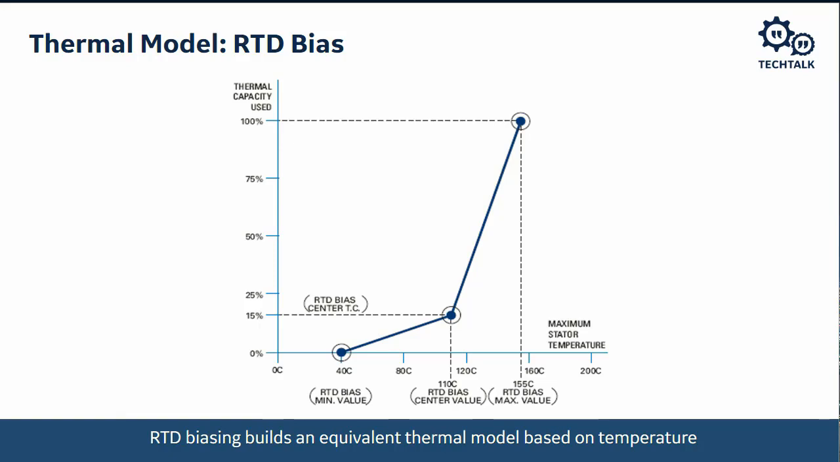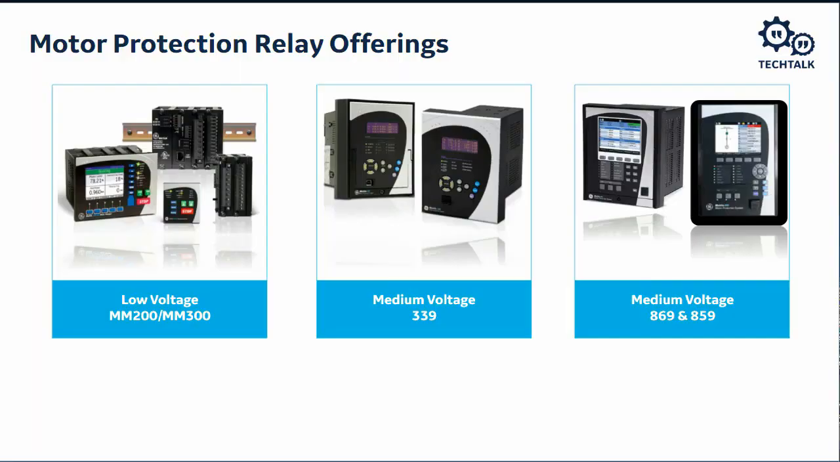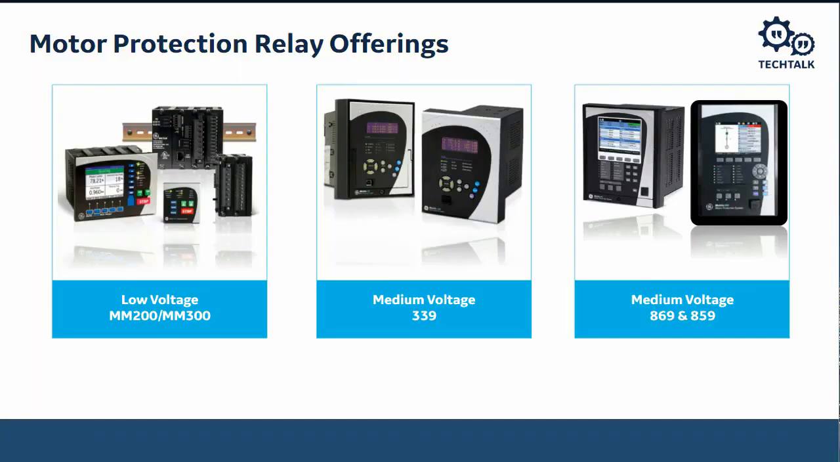So we're running short on time. Let's talk about some of the relay offerings that GE Multilin offers. On the low voltage side, there's the MM200 and the MM300. Those are both low voltage motor protective relays and control relays with a lot of really interesting control algorithms available in those devices. On the medium voltage side, the 339 is listed there, so it's a very cost-effective platform for a medium voltage motor.